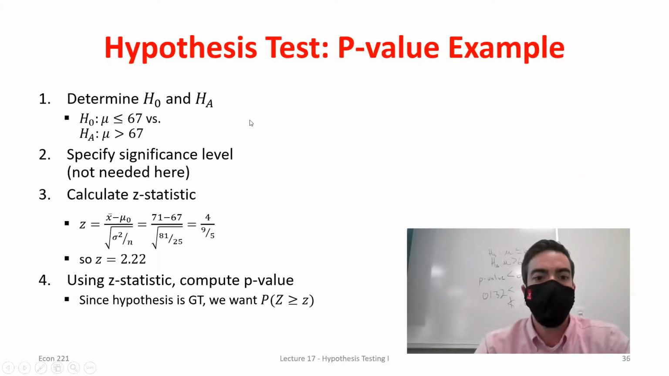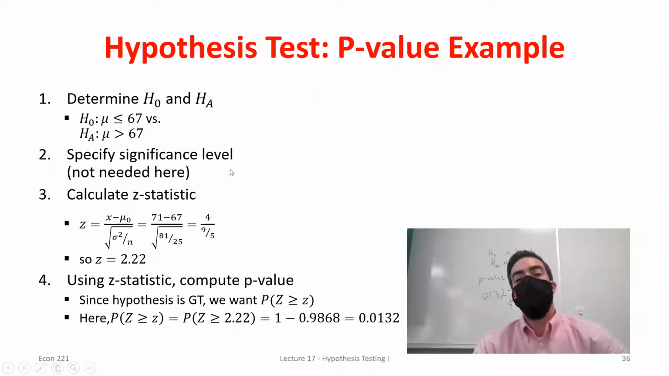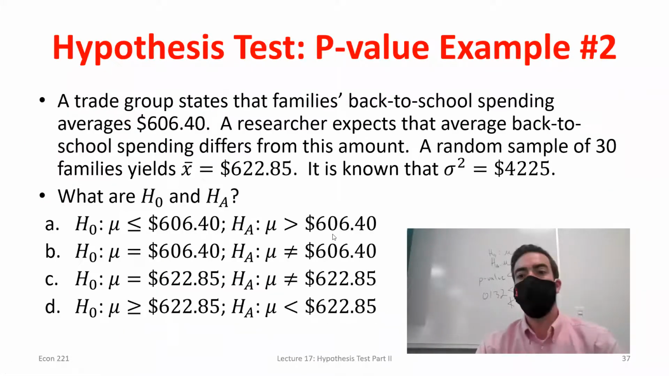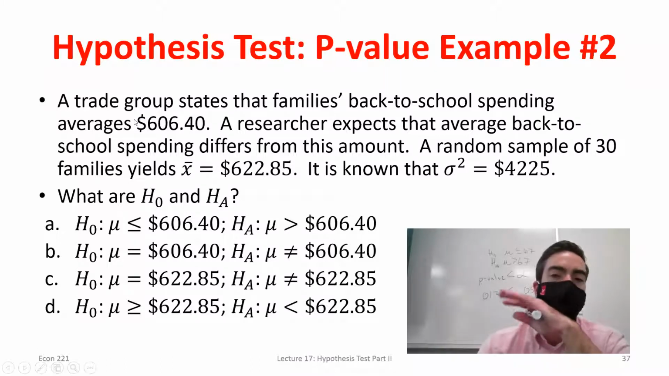Okay, so we worked through this one, kind of walked through that. We had that p-value and we just talked about it up on the board. So let's go through another example, right? So let's say we've got some group that states that average back-to-school spending is $606.40. You think that it's just different than this amount, right? You think maybe, you're not sure.